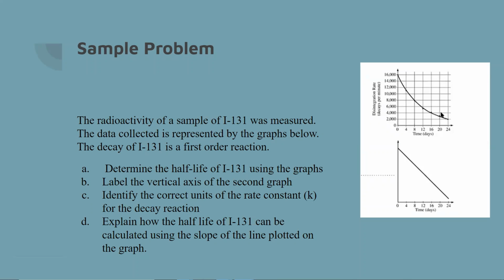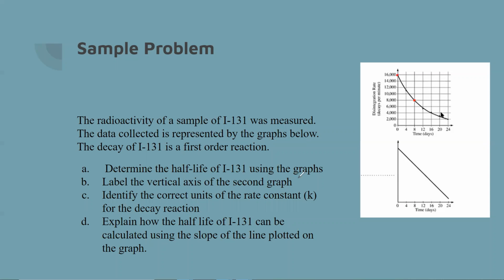If we look at our graph over here, our initial rate is way up here at 16,000. A half-life occurs when that drops down to half. So half of 16,000 is 8,000, and we see that point happening right over here. So it took 8 days for that rate to drop to half.